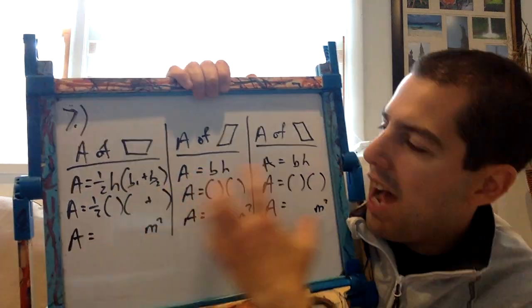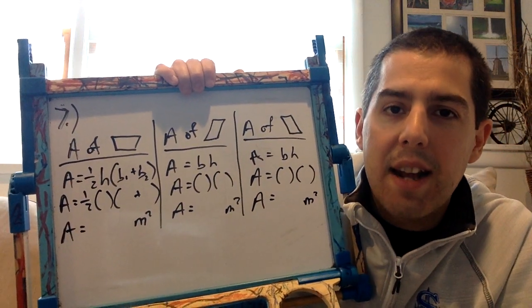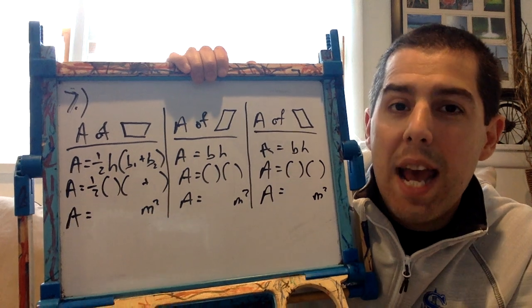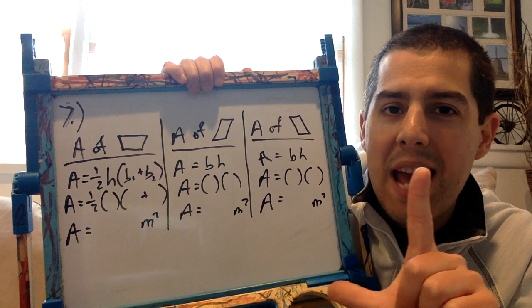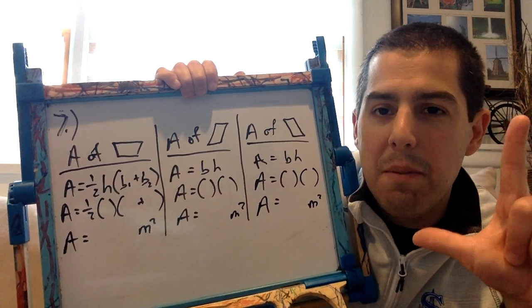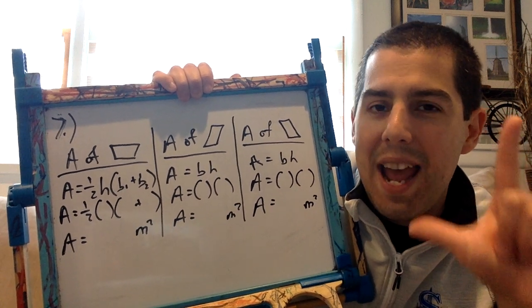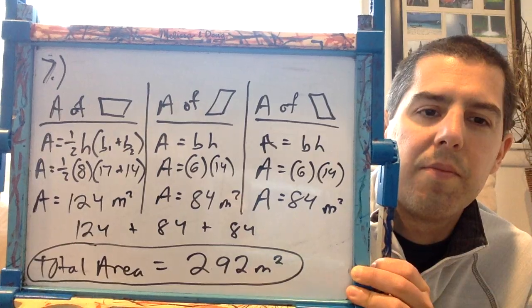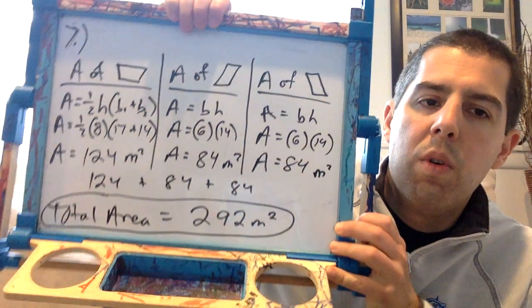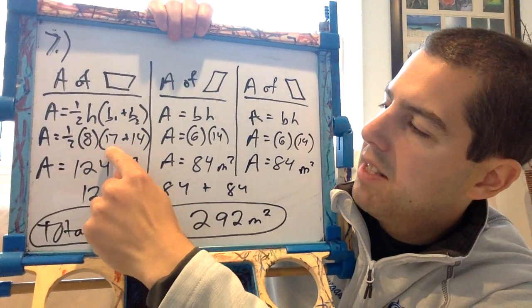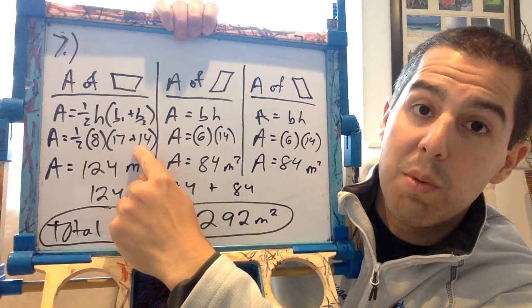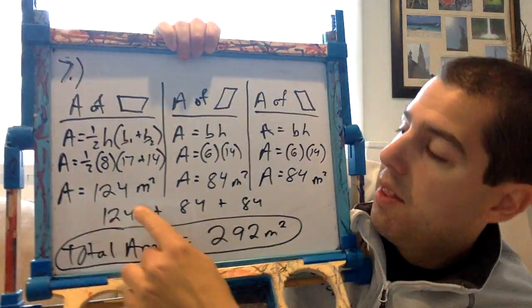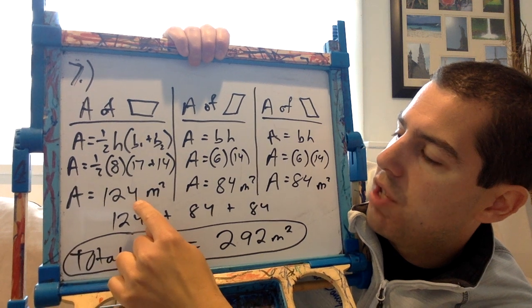So now that I have this all set up, now I just need to go back to the picture and look for those 90-degree right angles, because base and height make a 90-degree right angle every time. So now this is with the numbers filled in. 1/2 times 8, 17 plus 14. I got that from doing 7 plus 7, that base. Then I got 124 square meters for the trapezoid.